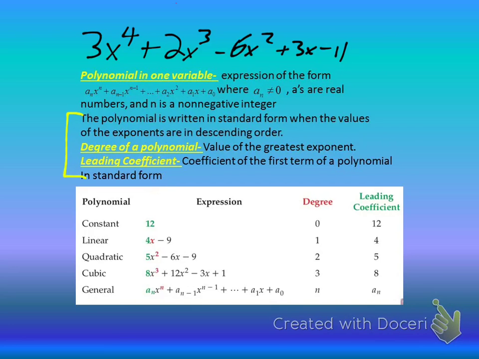Okay. The box down here is kind of just more examples than anything else. So you don't necessarily need to write this, but they show you different examples. For example, this one here, you have 8x to the third plus 12x squared minus 3x plus 1. It tells you your degree is 3, your leading coefficient is 8. 5x squared minus 6x minus 9, degree is 2, leading coefficient 5. So they're just more examples, nothing really there.